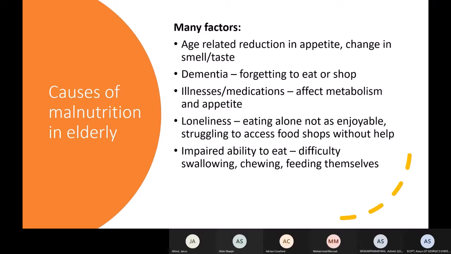Also, illnesses and being on lots of different medications can affect your metabolism and appetite in lots of different ways. Loneliness is a really big thing to think about in the elderly. They can find eating alone just isn't as enjoyable, or they can struggle to get access to food shops without help. And also physically, they might struggle to swallow and chew, or struggle to feed themselves, which can be another cause.